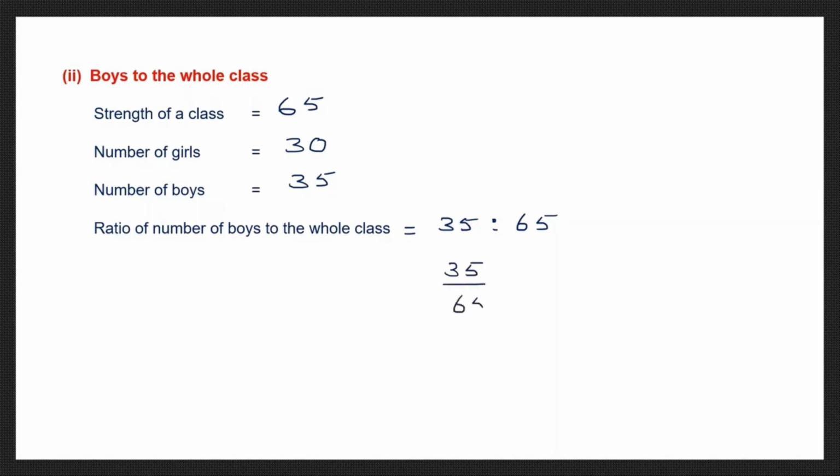35 by 65, we write it as a fraction. Now we divide both by a common factor. The common factor is 5. Now 5 into what is 35? 5 sevens are 35 and 5 13s are 65. So our fraction is 7 by 13 and our ratio is 7:13. So this is our answer, 7:13 is our final answer.